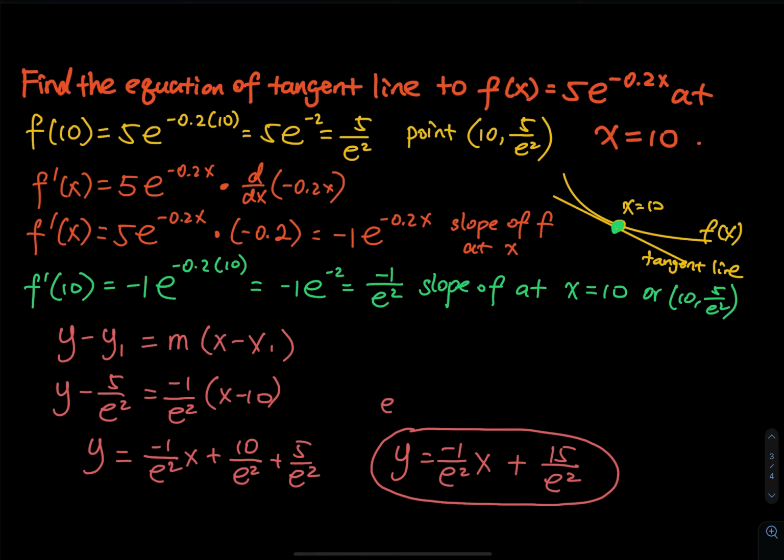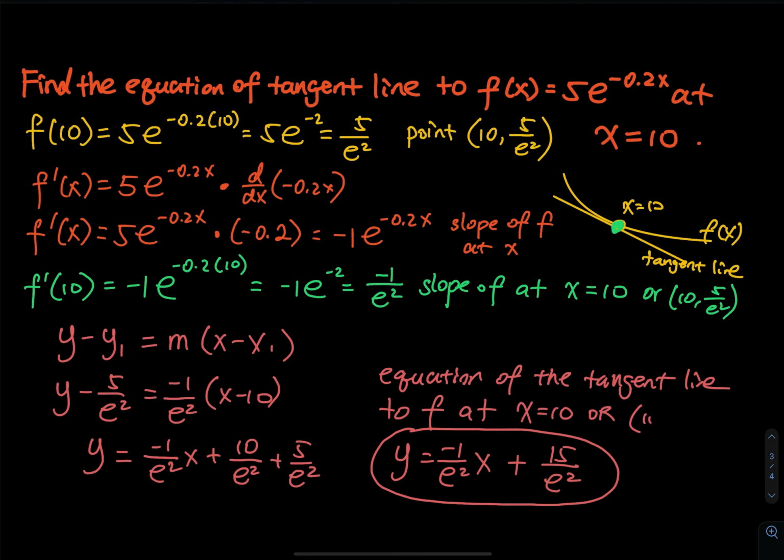So this is the equation, I should put it in two lines, so equation of the tangent line to the given function at x equals 10, or 10 comma pi over e squared. Okay, and then this is called slope-intercept form. The y minus y1 form is called point-slope form.